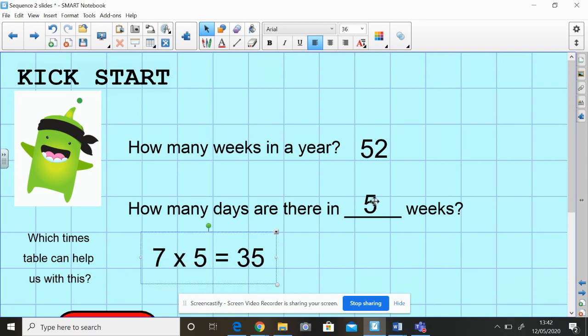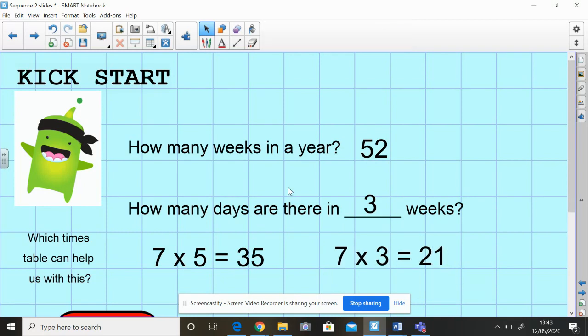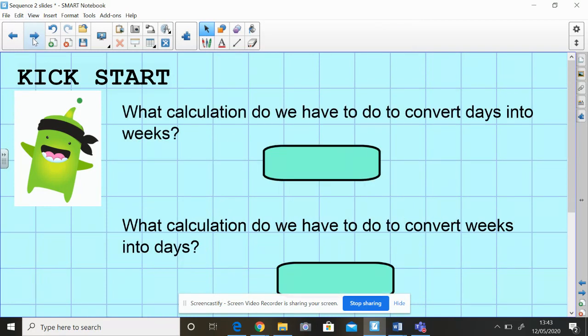How many days are there in 3 weeks? You're going to do 7 multiplied by 3, which equals 21. Okay, so sometimes in maths and in your worksheet, you might have to convert days into weeks and weeks into days. So I'm going to give you a tip of an easy way you can do this by using division or multiplication.